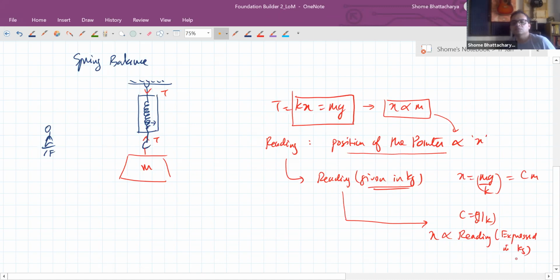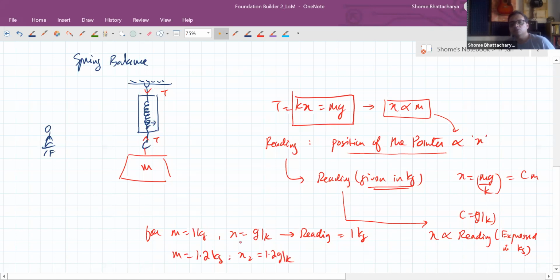Okay. So for example, if you suspend m equal to 1 kg, what will happen is that the value of x will be g by k. So the reading it will show you, which is proportional to x, will be equal to 1 kg. Then if I increase the mass to, let's say, 1.2 kg, the reading it will show you now will be 1.2 g by k. I mean, the value of x will be 1.2 g by k for a mass of 1.2 kg.